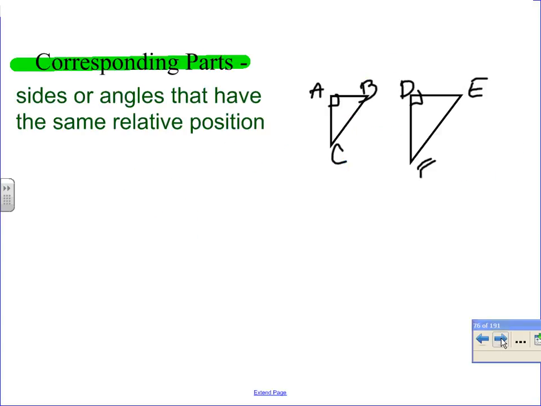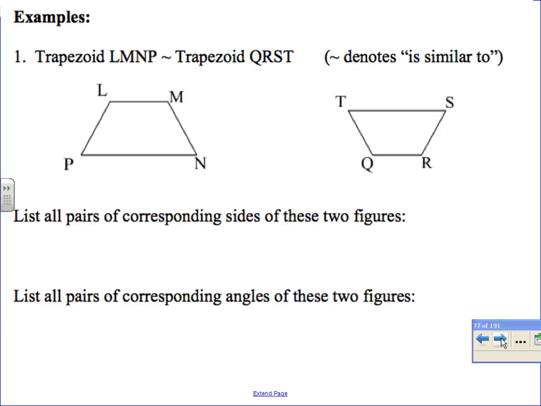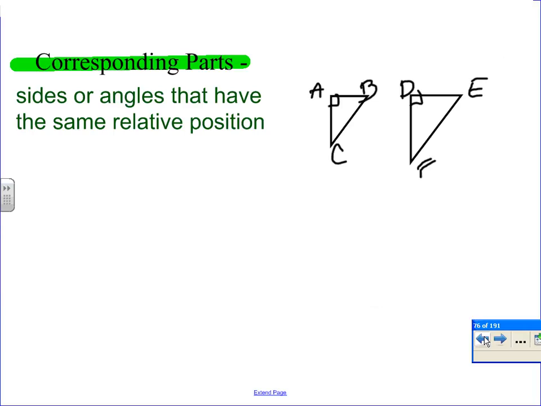Okay, example. Oh, I forgot, never mind, sorry, I forgot a definition. Sorry, guys. I forgot about corresponding parts. Corresponding parts is important. Corresponding parts: sides or angles that have the same relative position. We've already talked a lot about this, which is probably why I forgot it.